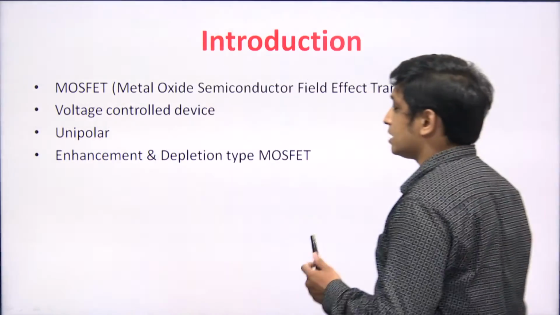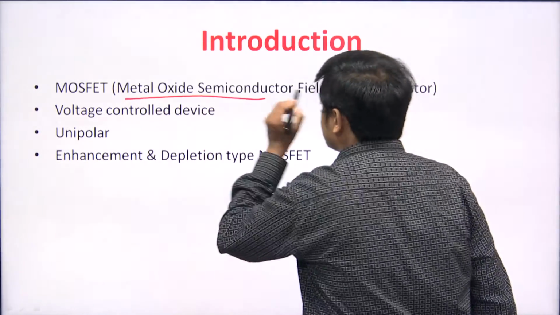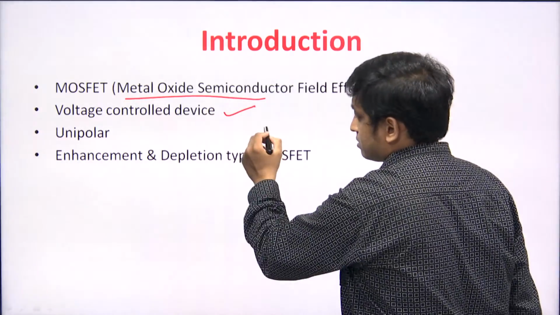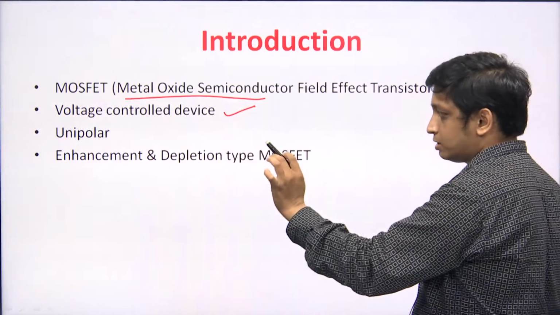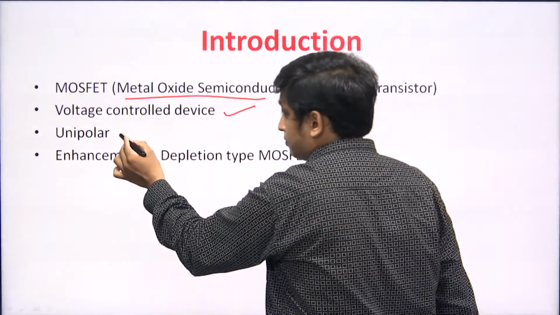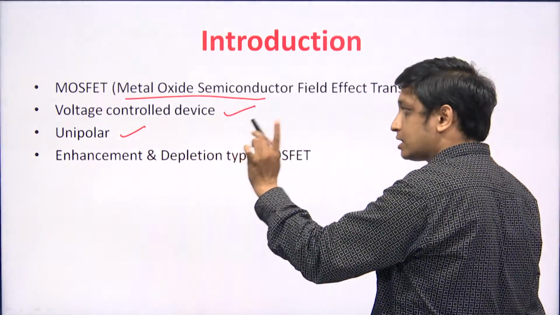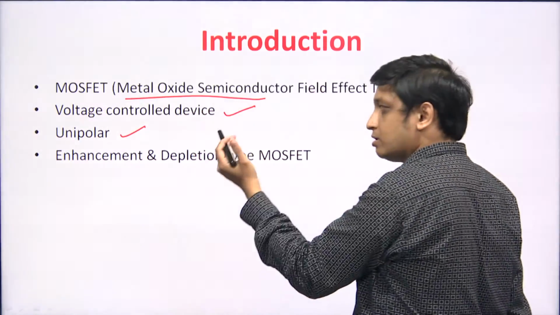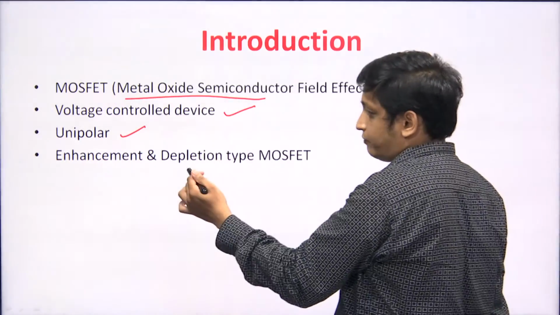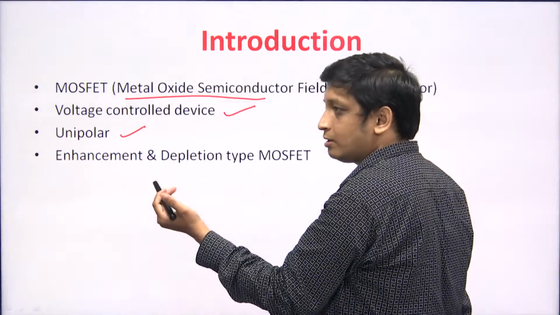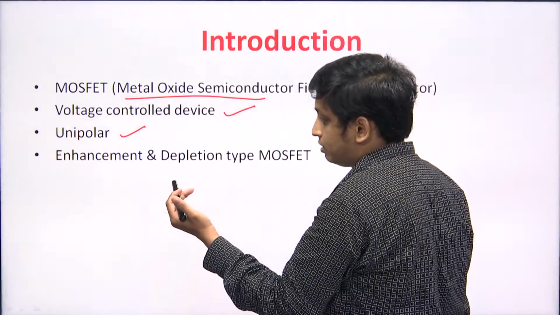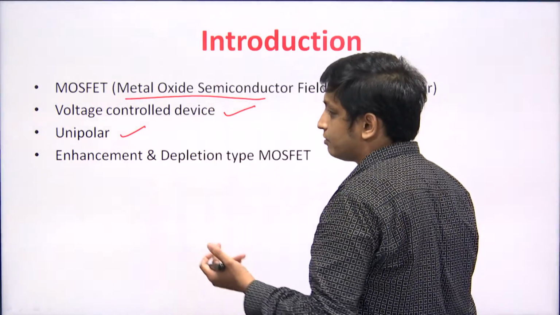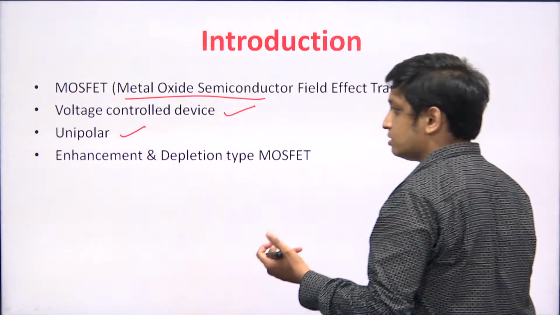So, MOSFET stands for metal oxide semiconductor field effect transistor. It is a voltage control device, because the input voltage controls the output, and it is unipolar. Your BJT is bipolar, your BJT is a current control device. Unipolar means the current flows only due to electrons or holes. So, you know that in MOSFET, if there is an n channel MOSFET, then the n channel will be made up of only electrons. If it is a p channel, then it will be made up of holes. That is why it is unipolar.